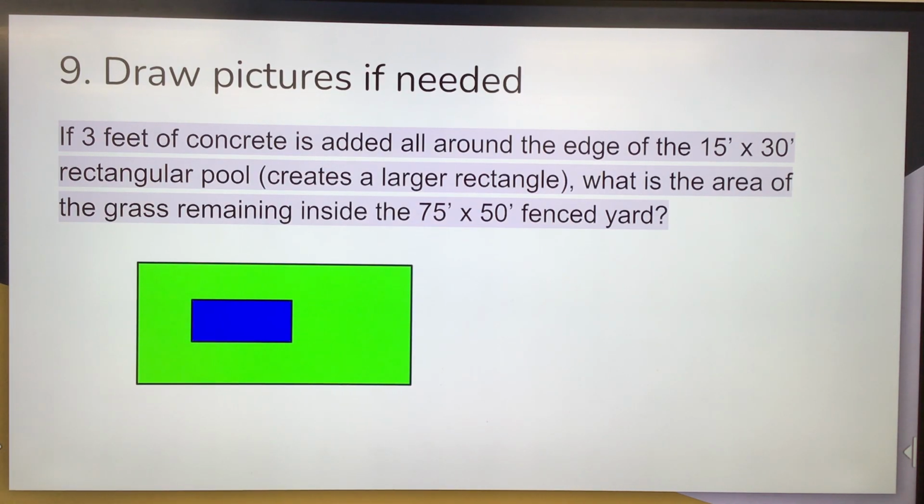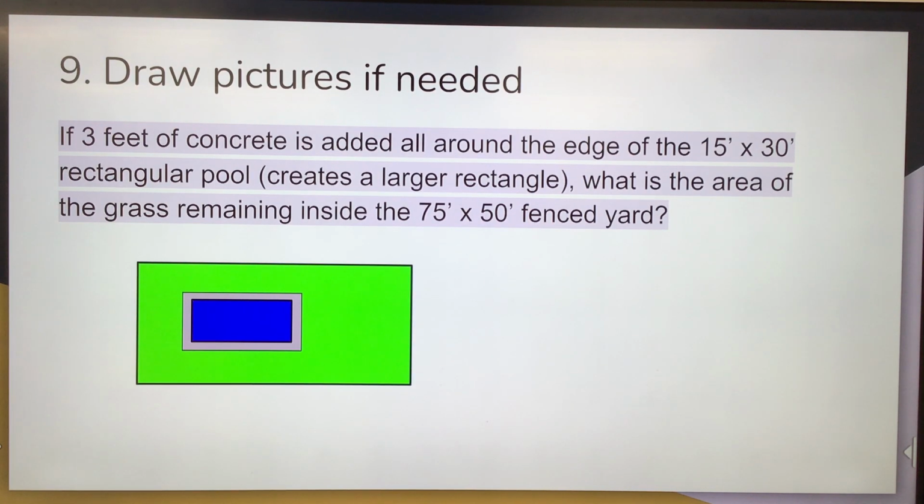Another tip, draw pictures if needed. For this ACT question, it says, if 3 feet of concrete is added all around the edge of a 15 by 30 foot rectangular pool, what is the area of the grass remaining inside the 75 by 50 foot fenced yard? So draw a picture, draw the yard, draw the swimming pool, and then draw the concrete and see how that would change the area.